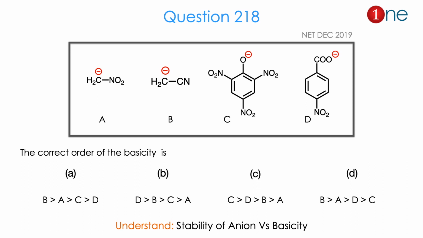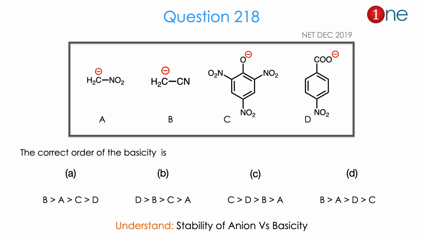Then let us look at the next question. They gave different anions. First one is the methyl nitro anion, second one is the cyano anion, third one is the phenoxide anion, fourth one is the carboxylate anion. They named them A, B, C, D. Here they are asking for the order of basicity. How the group influences the basicity. The first one with nitro, second one with cyano, the third one with 3 nitro, fourth one with 1 nitro. So here you have to find the basicity.